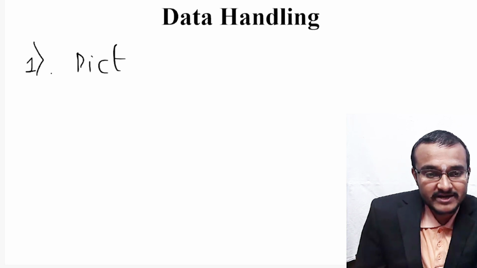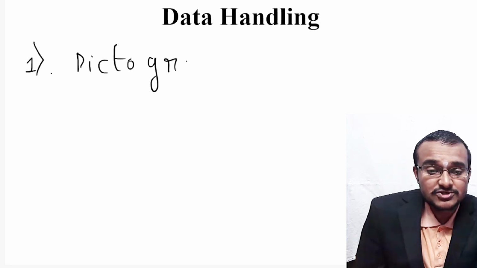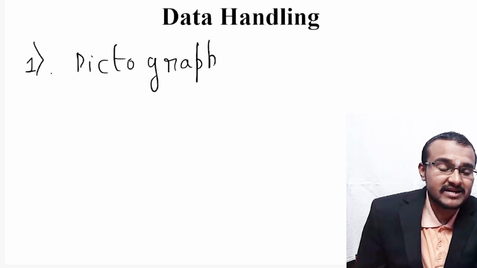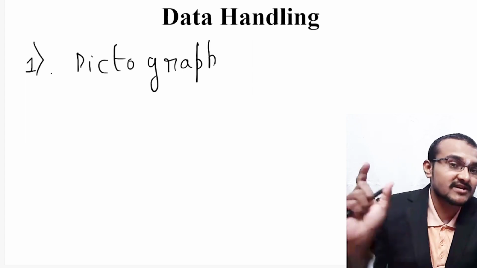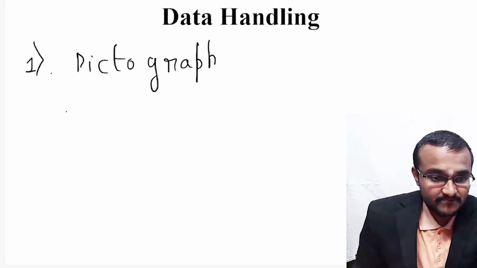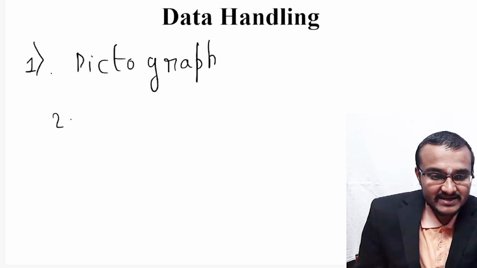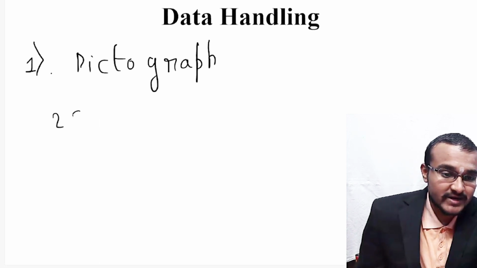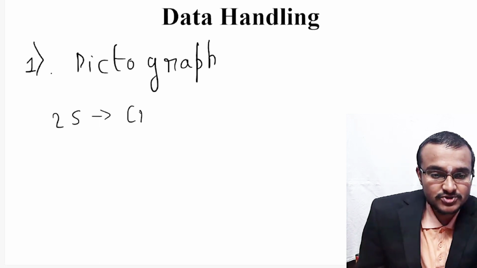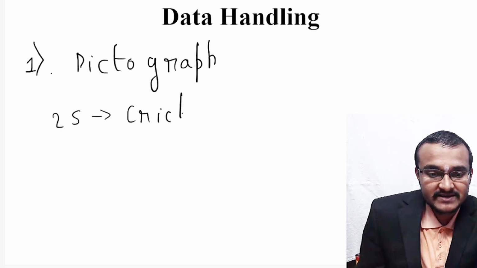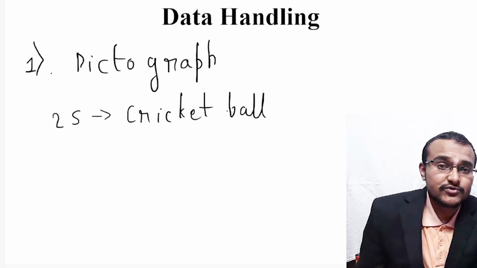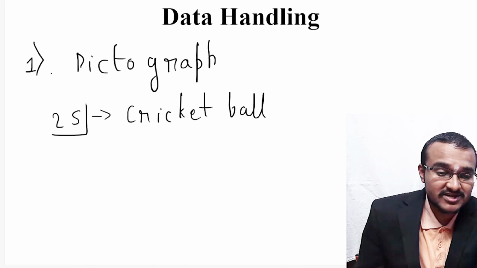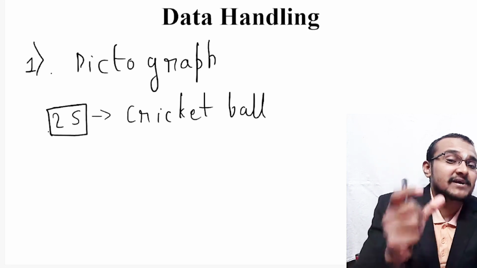So one is pictograph. The first one is pictograph. So you will just represent pictorially a particular information. For example, let's say we have 25 cricket balls. Now you have to express this particular data 25 as a pictorial graph.